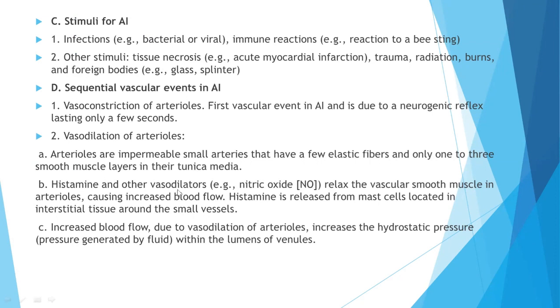Histamine and other vasodilators, for example, nitric oxide, relax the vascular smooth muscle in the arterioles, which causes increased blood flow. Histamine is released from the mast cells located in the interstitial tissues around these small vessels. The increased blood flow leads to vasodilation of arterioles, and it increases the hydrostatic pressure within the lumens of the venules.